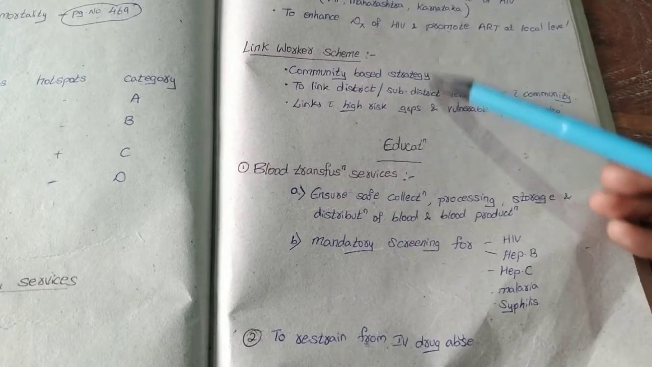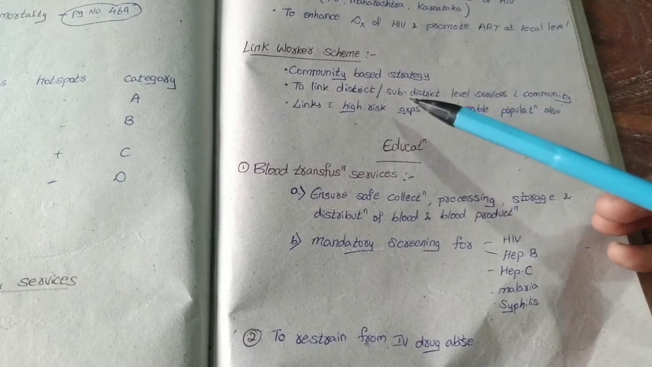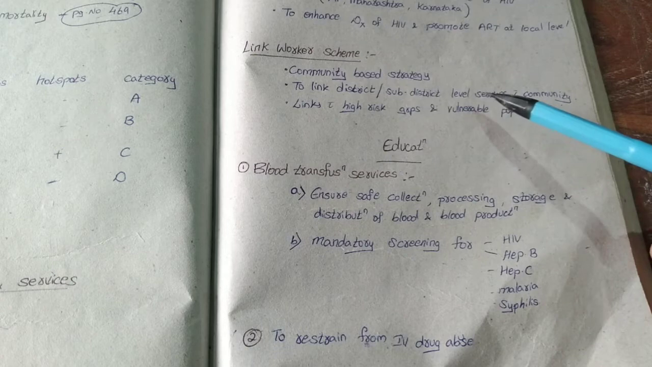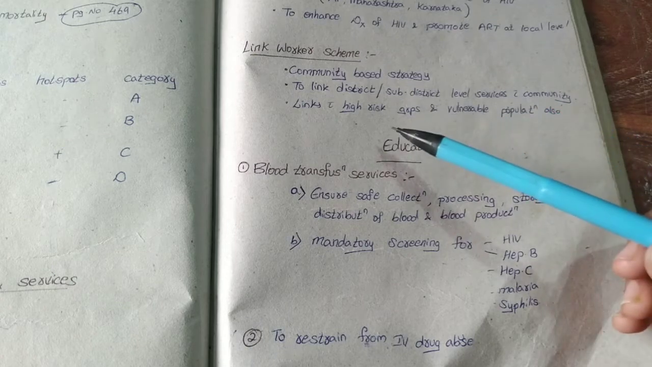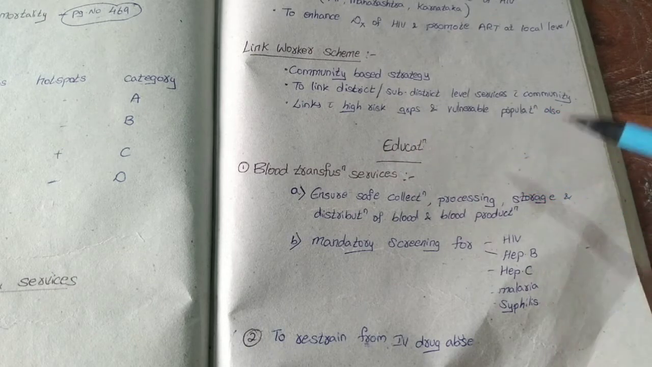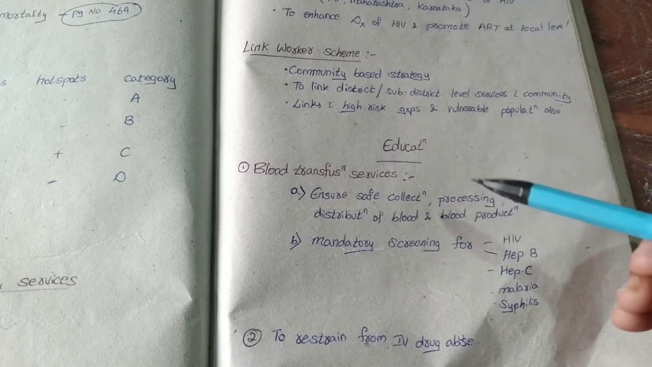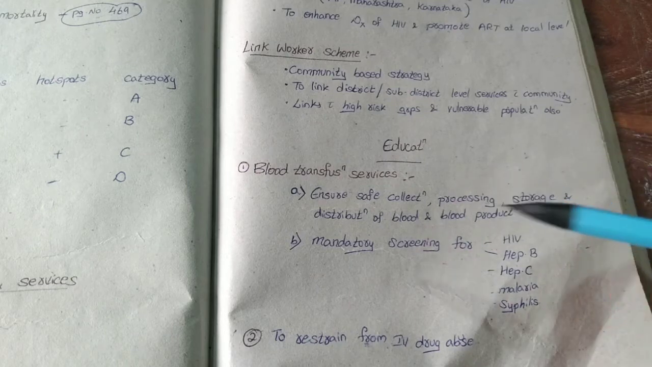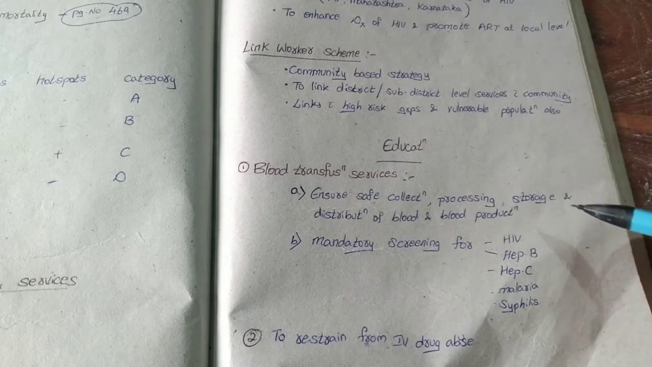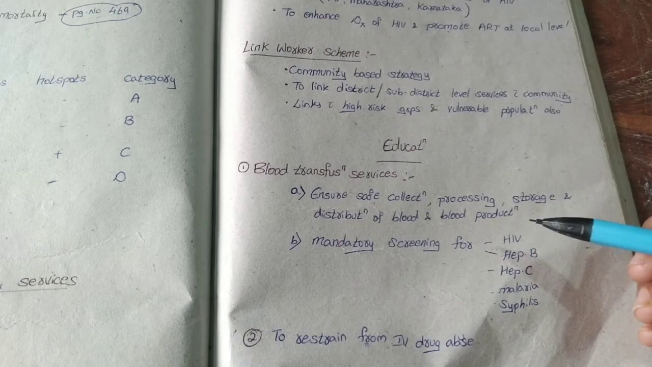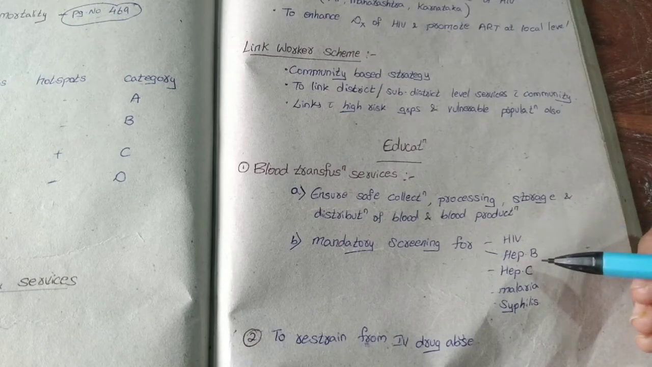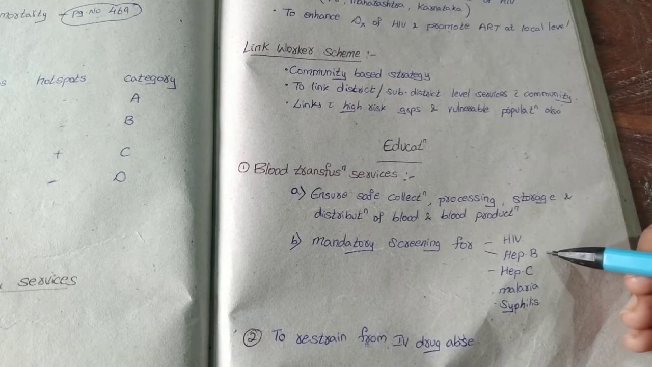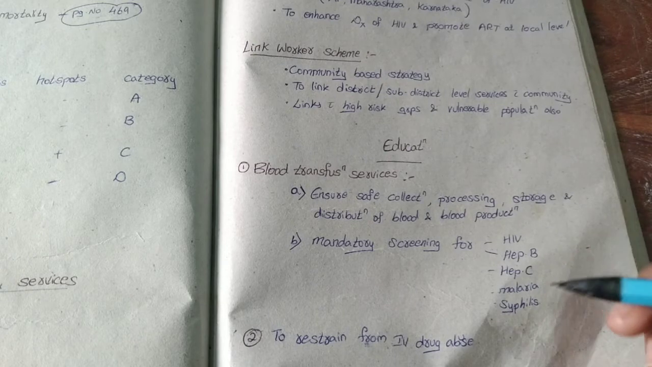Link worker scheme is a community based strategy. It links district and sub district level services with communities. They also link high risk groups with vulnerable populations. Blood transfusion services ensure safe collection, processing, storing and distribution of blood and blood related products. Mandatory screening services for HIV, hepatitis B, C, malaria and syphilis, and to restrain from IV drug abuse.